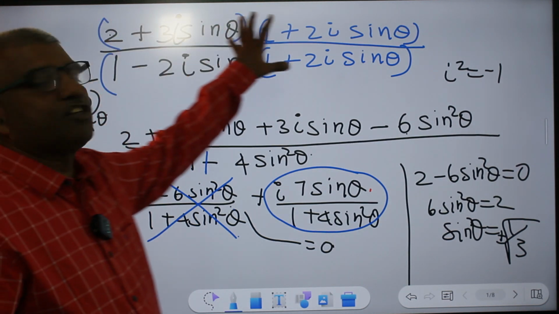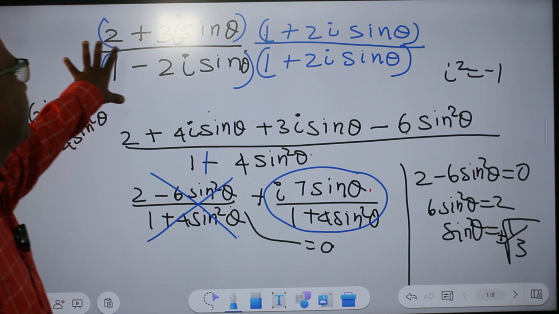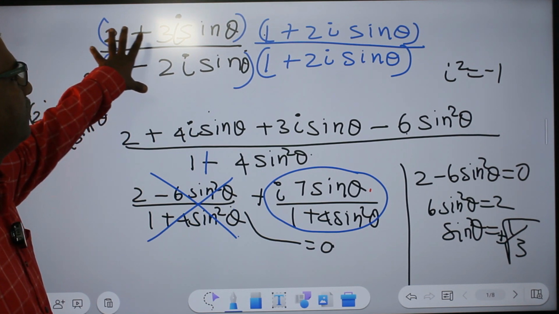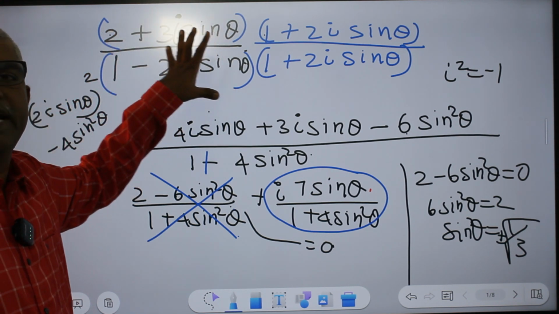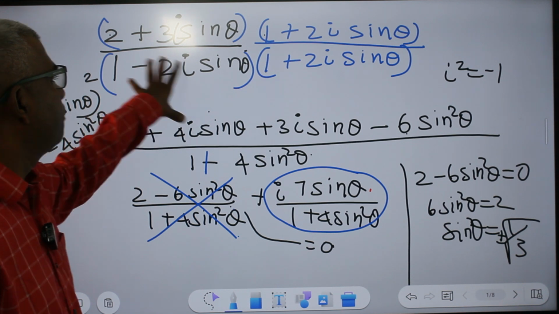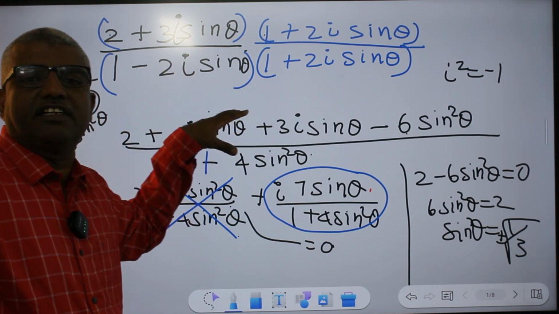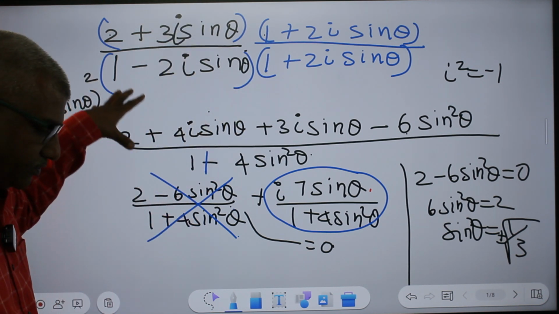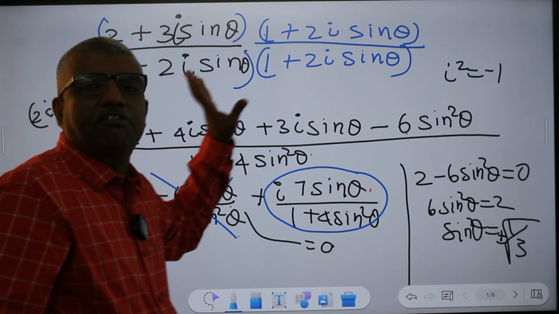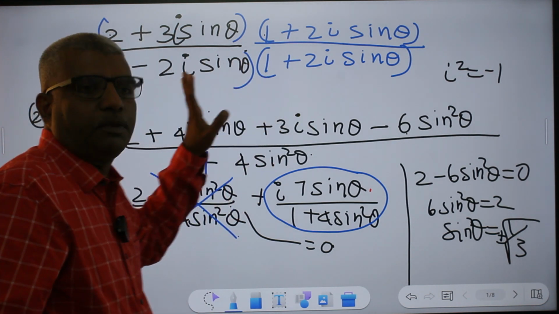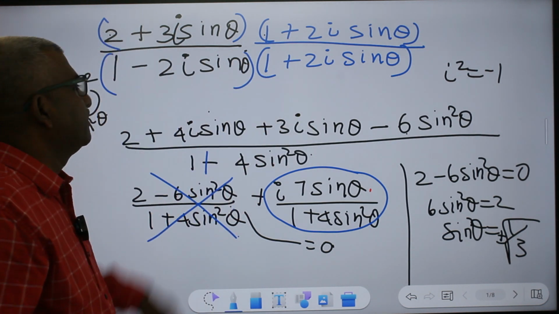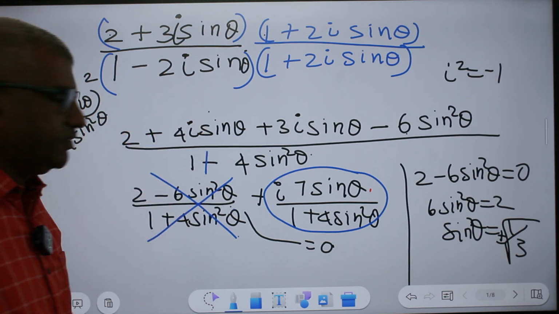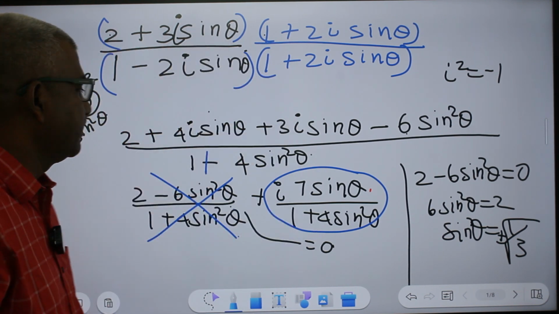Got it down? Okay, this sum is purely imaginary. If it is purely imaginary, what do we have to do? The real part a is 0. In the denominator, i is there. You have to multiply with the conjugate to remove the i. Then we get it. Copy it down.